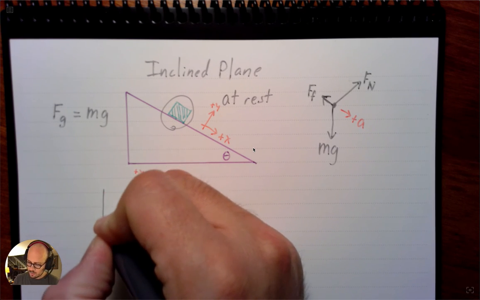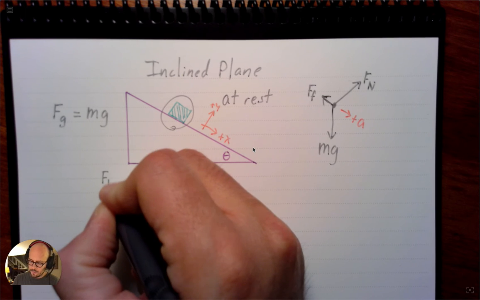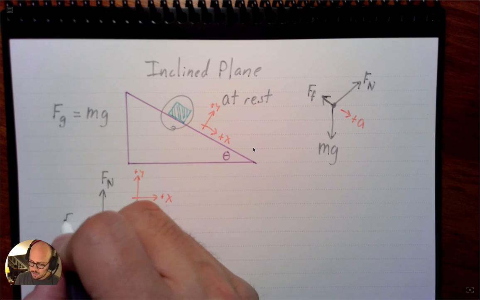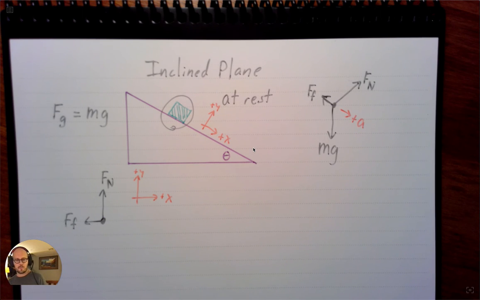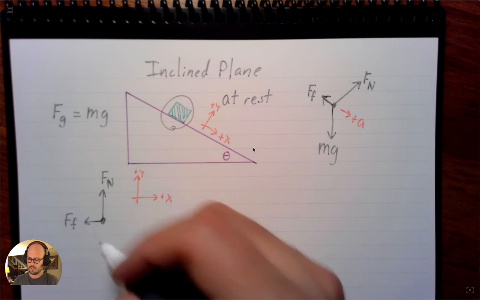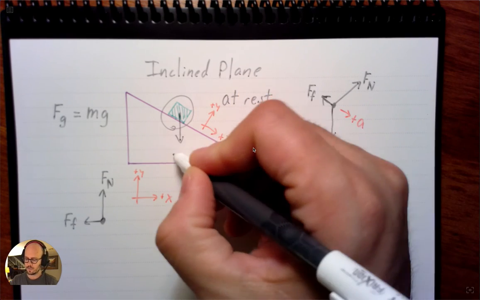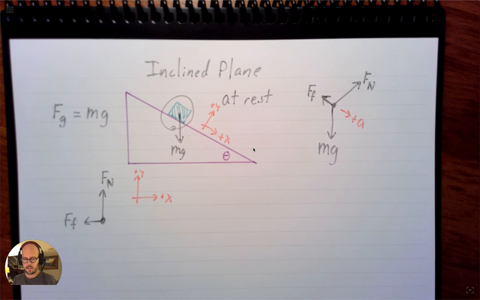So that means that the normal force is now vertical. It means that the friction force is now horizontal. That's probably the main reason for doing that, is that it puts two of my three forces along an axis. The other thing it means is my gravity force, if I think about it in terms of this box here, that gravity force is straight down.